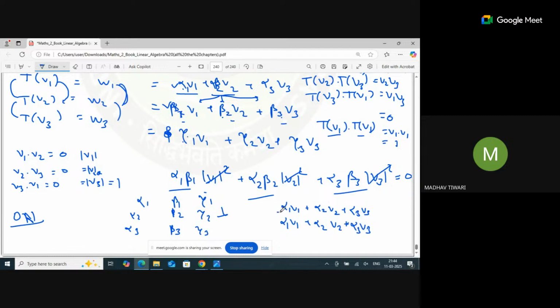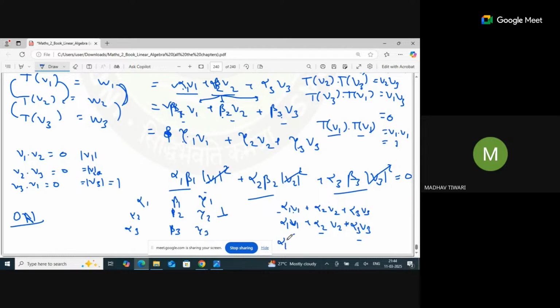So I have to multiply this with this, and this. Okay, I have to do the dot product of this with all these three. So V1 is only going to work with V1, because in this case V1 and V2 are orthogonal already, so they will become 0.